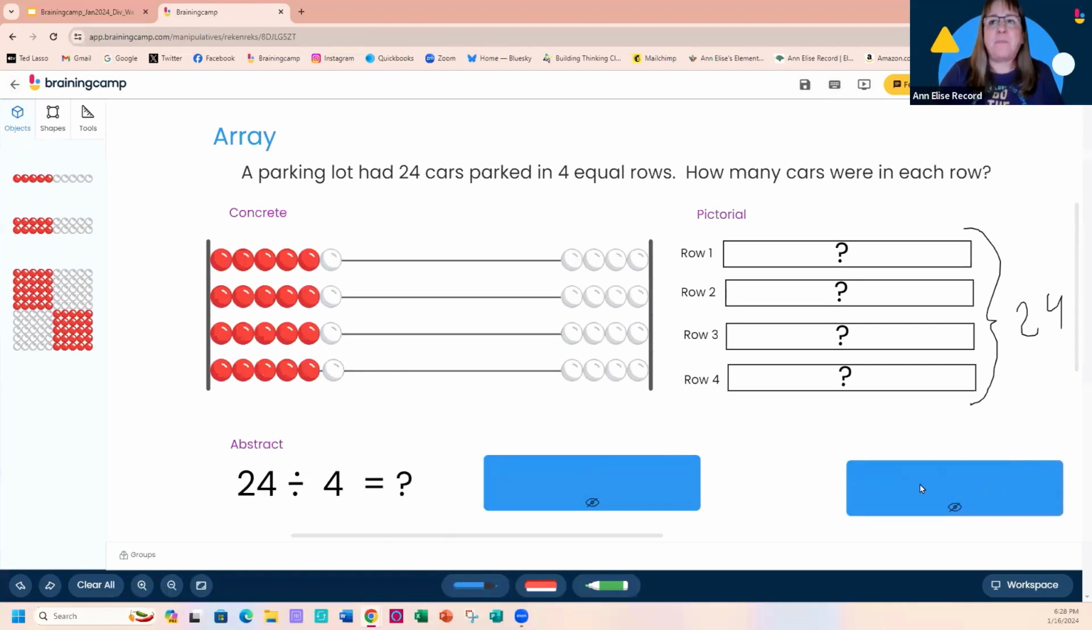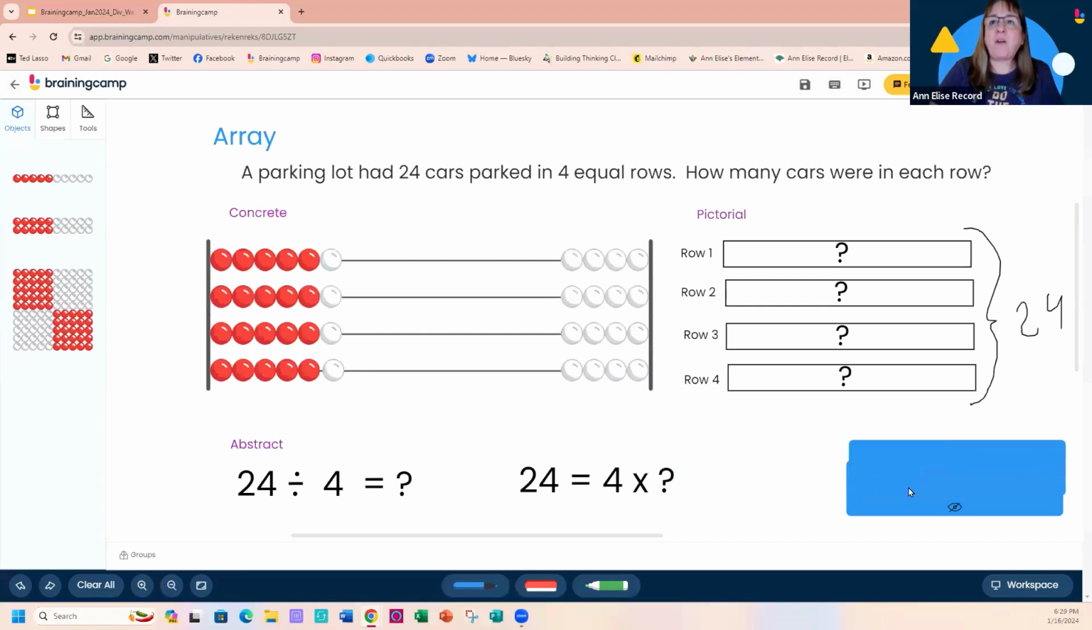So I've hidden part of my screens to kind of facilitate this together. So, of course, this parking lot having 24 cars and 4 equal rows, it can be represented as 24 divided by 4, right? So certainly that's one way that we can write it. But could I also write this? 24 equals 4 times something. Now, I'm doing 2 things here for you. Number one, I am showing that we can represent division as the related multiplication, right?